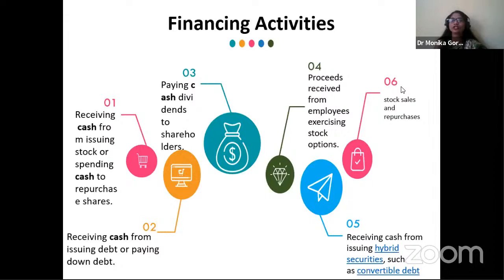So the three important things in the cash flow statement we have to understand are operating activities, investing activities, and financing activities. In financing activities, you are raising the funds. Operating activities are your regular daily routine, your core activities. And investing activities is the usage of the funds which you have raised, in fixed assets or long-term assets.